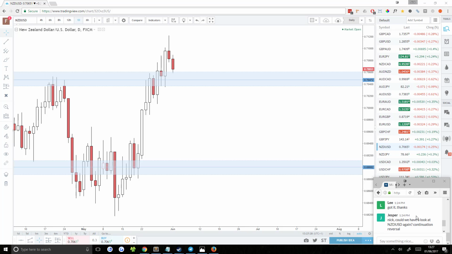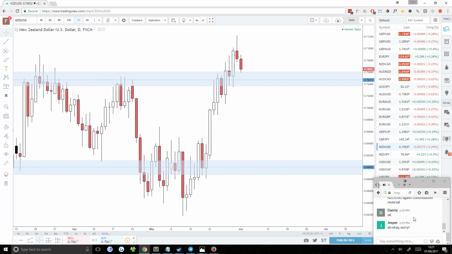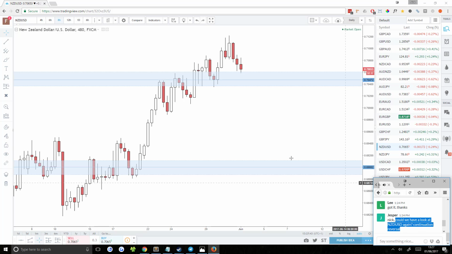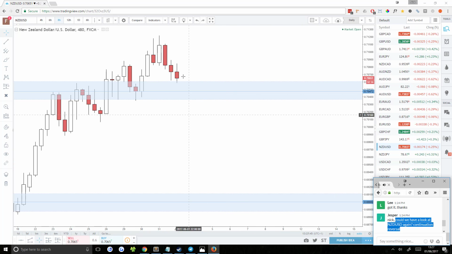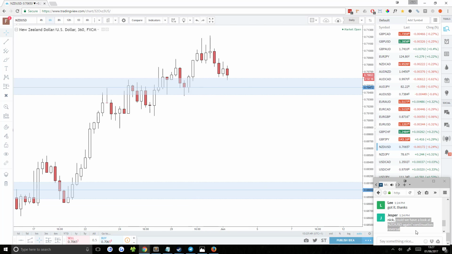So yeah, you said a continuation reversal. So I'm not sure what exactly your question is. I mean, obviously I know that you asked, could we have a look at New Zealand USD again, continuation reversal, but I don't know what your question is about this continuation reversal. It hasn't really formed a reversal yet. So what I want to see is price falling into this support area and decision forming. Then we could potentially go long.